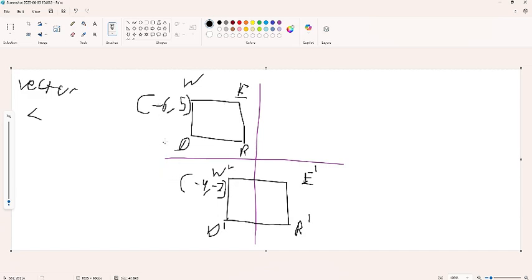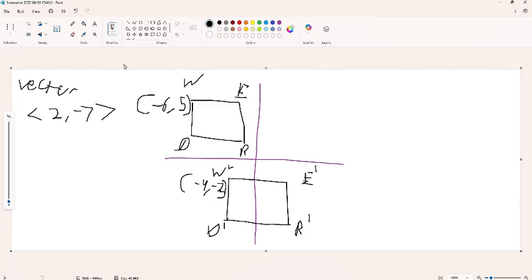What is that? That is 2 to the right, so that would be +2, right? And now from 5 to -2, that'd be a 7 decrease, which means 2 to the right and 7 down. That's how we prove this.